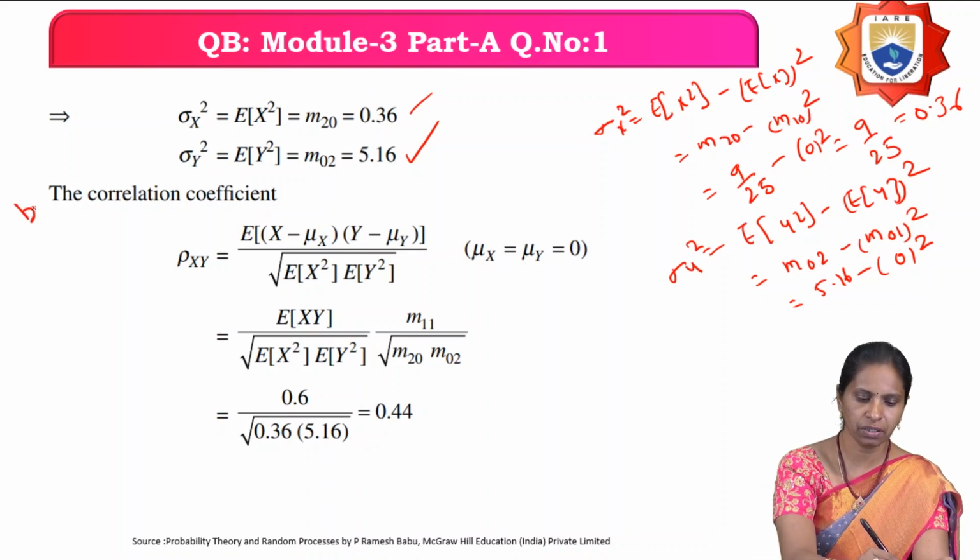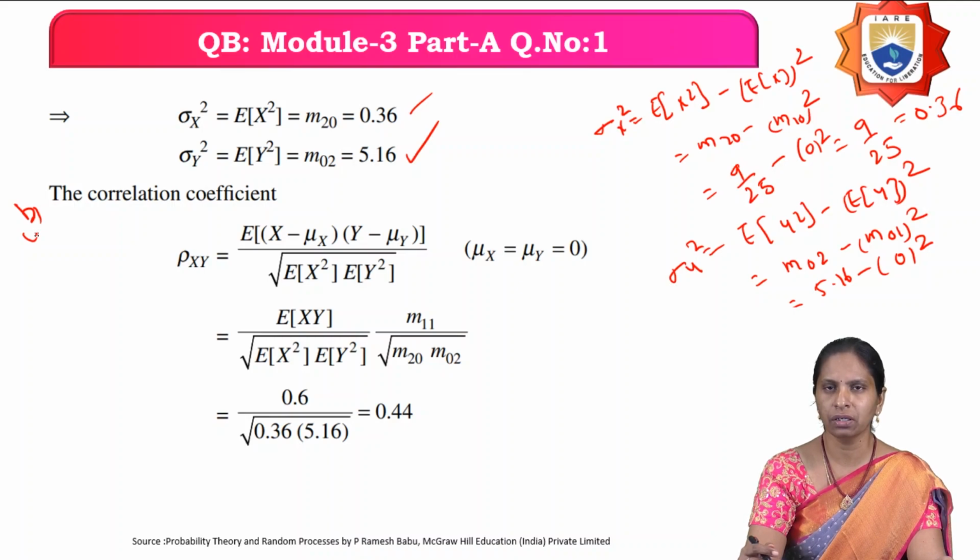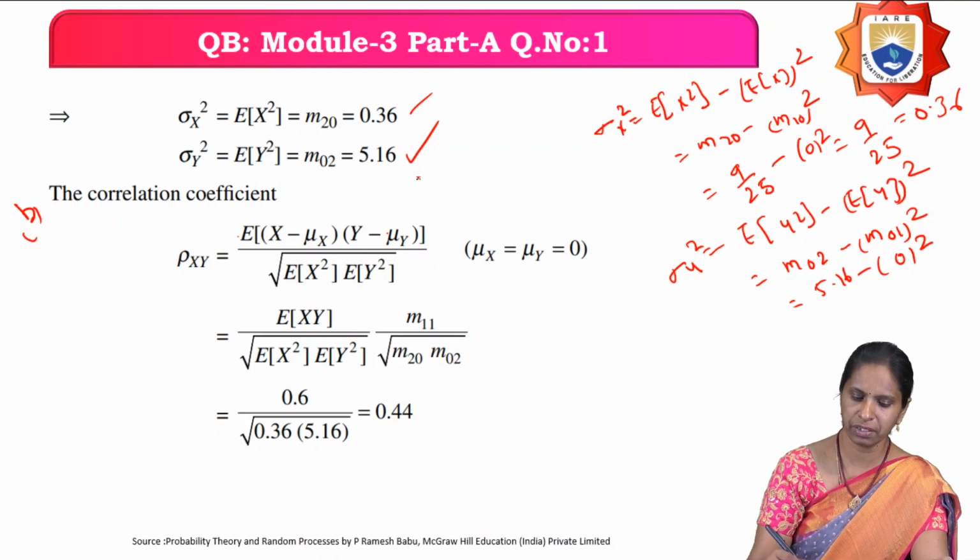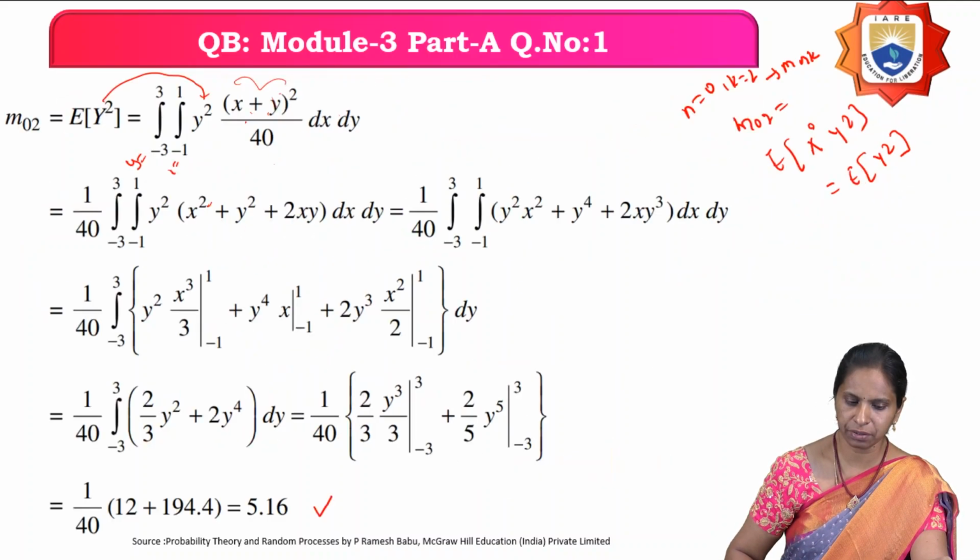Now, what is the second bit? You have to calculate the correlation coefficient of the two random variables x and y. What is the formula here? The correlation coefficient of two random variables x and y, rho xy, is equal to the expectation of (x minus mu x) into (y minus mu y) divided by the square root of sigma x square times sigma y square. I have previously written the formula here.